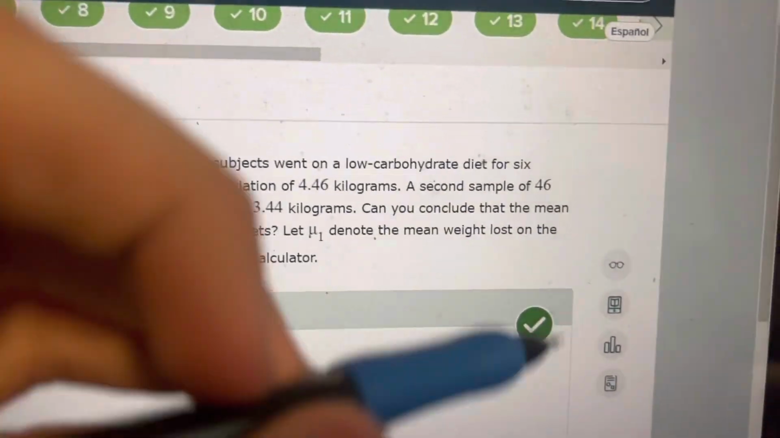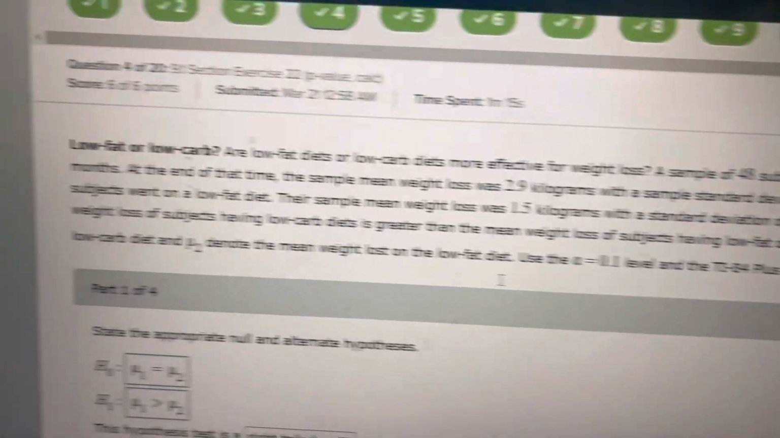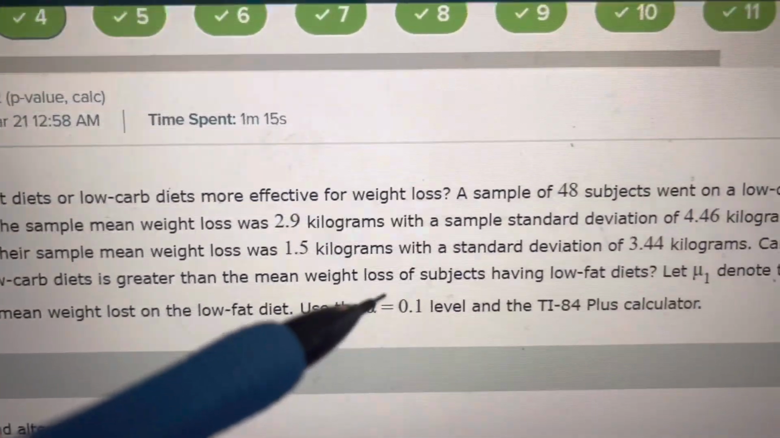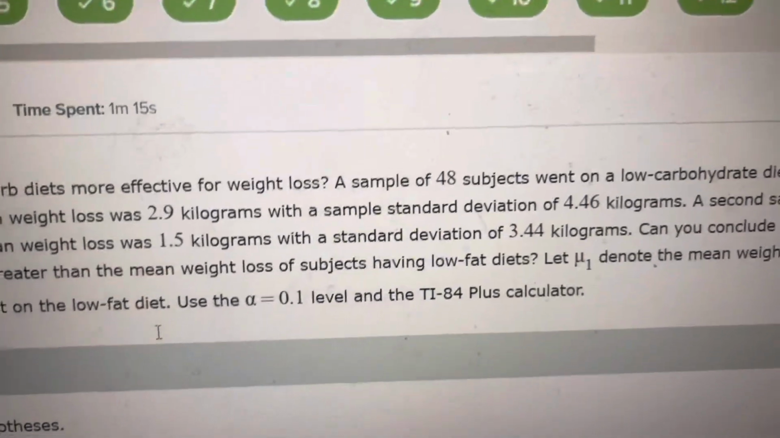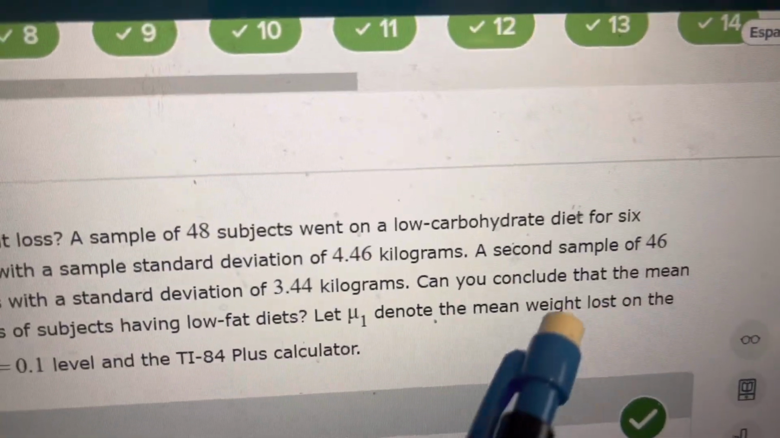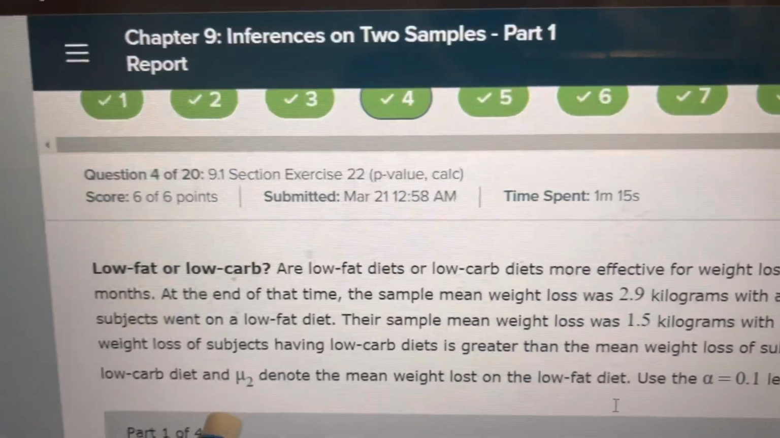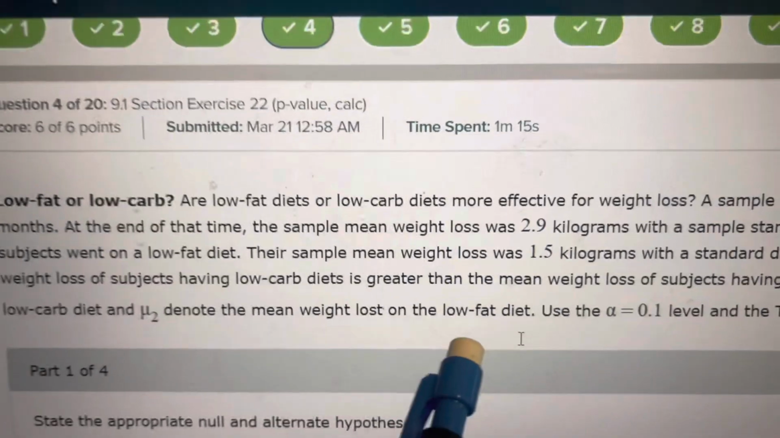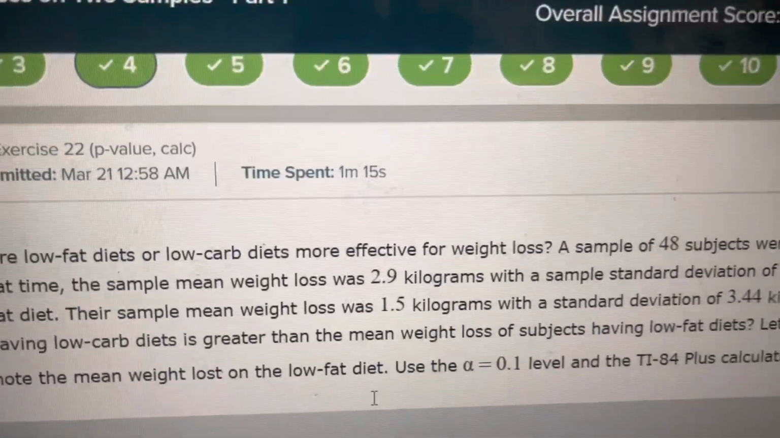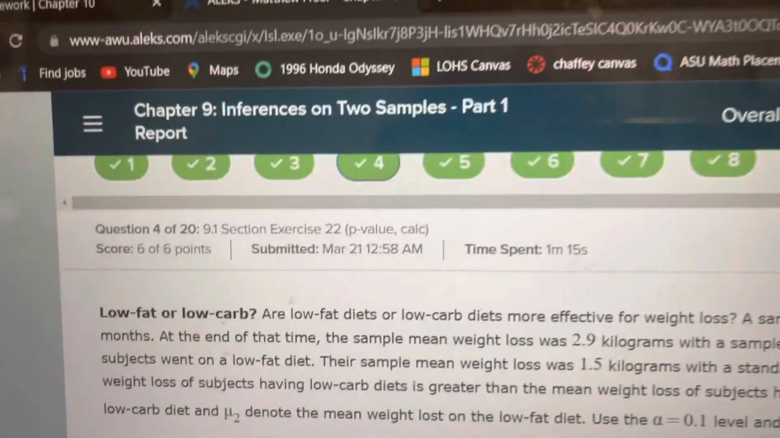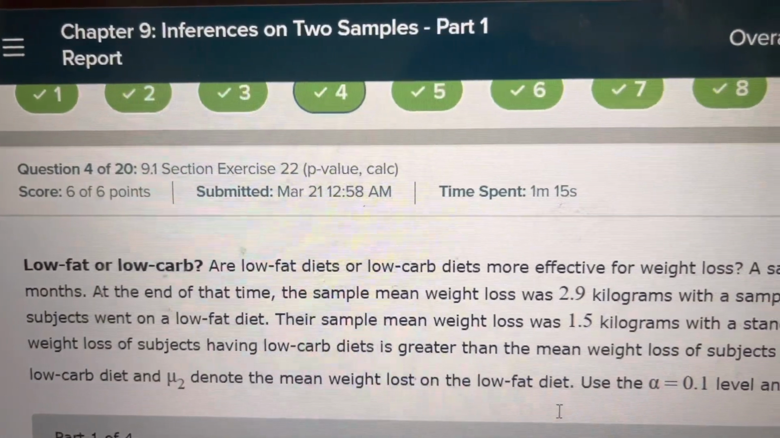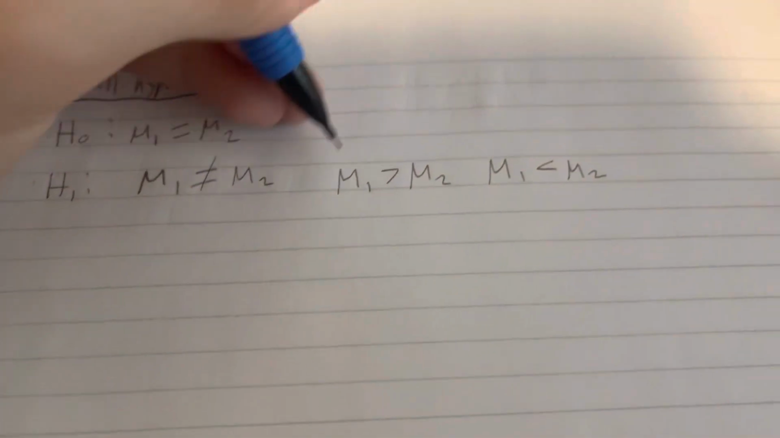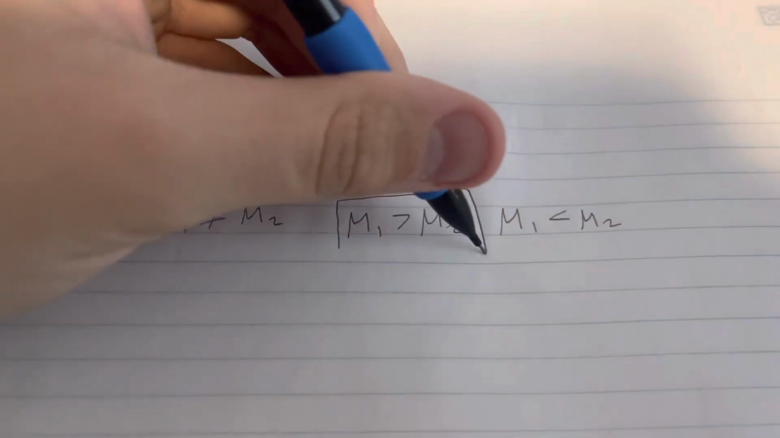Let's find this. Alright, so here. Can you conclude that the mean weight loss of subjects having low-carb diets is greater than the mean weight loss of subjects having low-fat diets? So again, U1 is the mean weight loss on the low-carb diet, and U2 denotes the mean weight lost on the low-fat diet. Now since it is asking if the mean weight loss of the low-carb diet is greater than that of the low-fat diet, we're going to want to choose mean 1 is greater than mean 2.